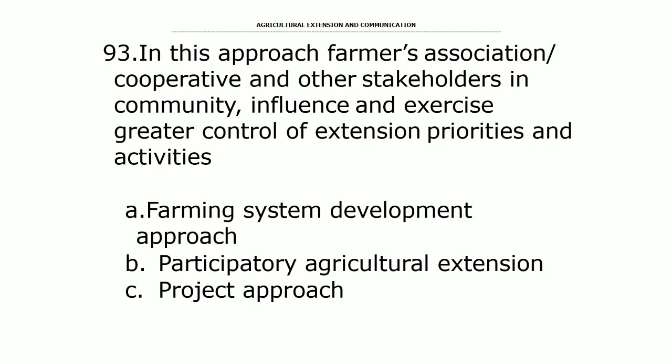Number 93. In this approach, farmers association or cooperative and other stakeholders in the community influence and exercise greater control of extension priorities and activities. A. Farming system development approach, B. Participatory agricultural extension, or C. Project approach. The answer is participatory agricultural extension.